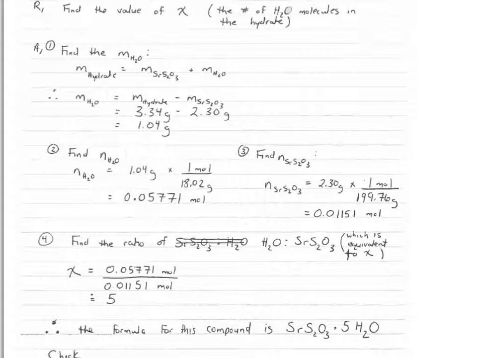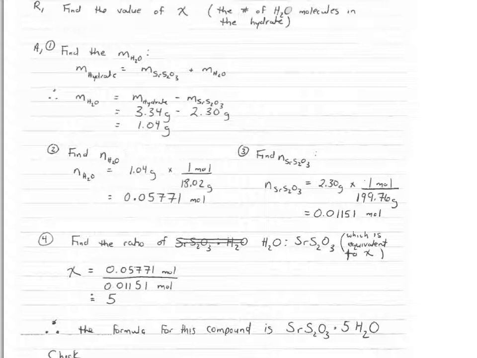Our next step then is to find out what the ratio of water molecules to SrS2O3 is, because that's essentially what X is, or what we are being asked to find in this problem. All we need to do is divide the number of moles of water by the number of moles of SrS2O3, and we find that it's 5.